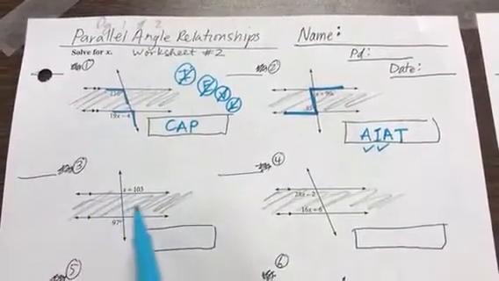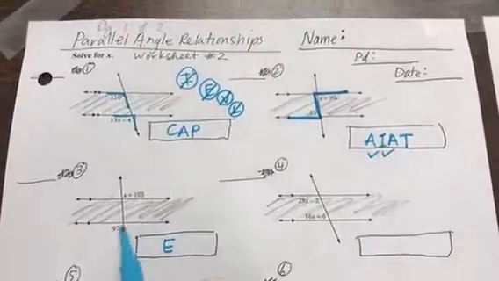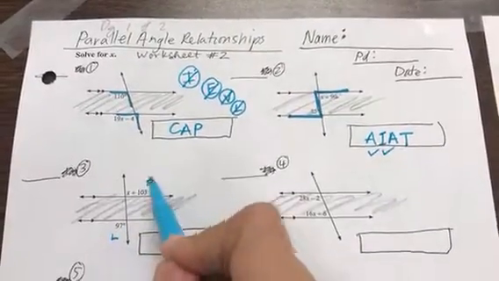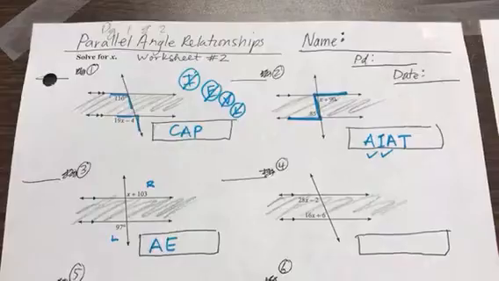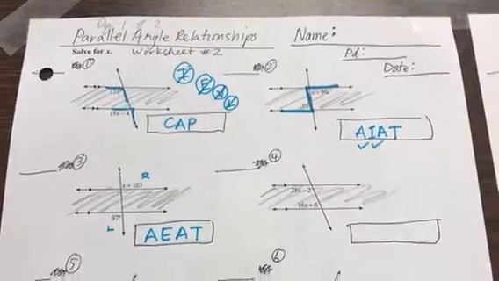Next, none of them got shaded. So I definitely want to say exterior. One's on the left and one's on the right. So I want to call that alternate. And then add in the words angle theorem.